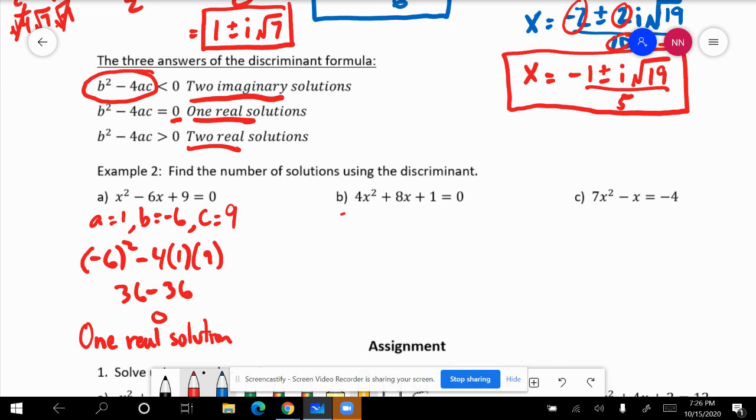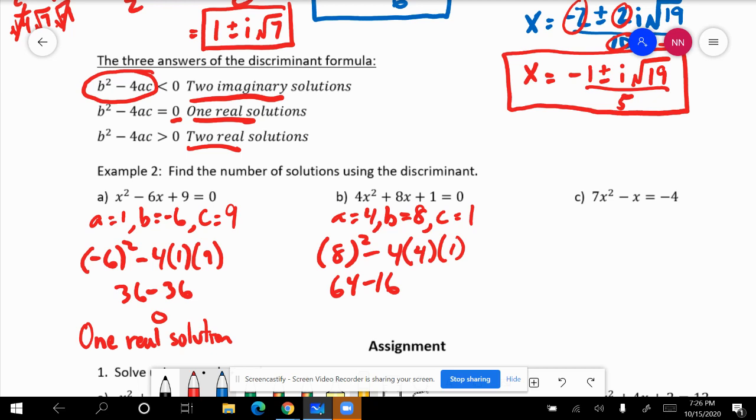Now for letter B, our a is 4, our b is 8, and our c is 1. So we have 8 squared minus 4 times 4 times 1. That's 64 minus 16, which gives us 48. That right there is a positive, so that means that we have 2 real solutions.